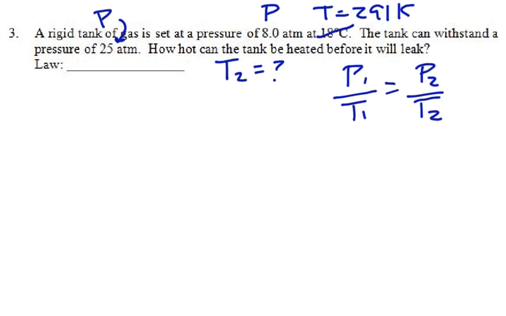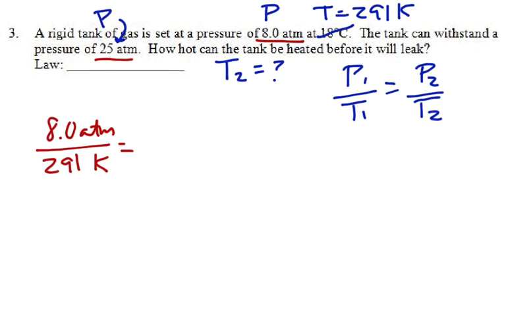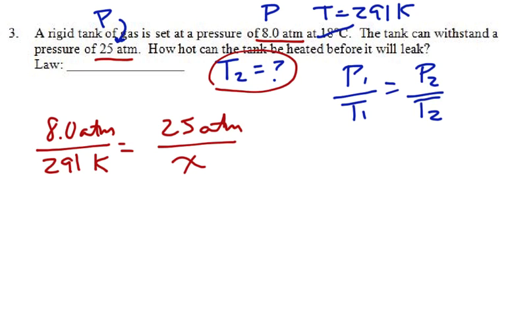And one thing I notice now is that one of these is atmospheres. No, they're both atmospheres. We're good. So we have 2 atmospheres, we have 2 kelvins, so we're just going to substitute. Okay, pressure 1, 8 atmospheres at 291 Kelvin is 25 atmospheres over X. I'm trying to find my new temperature.